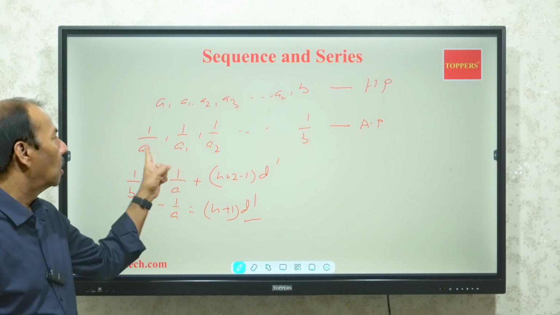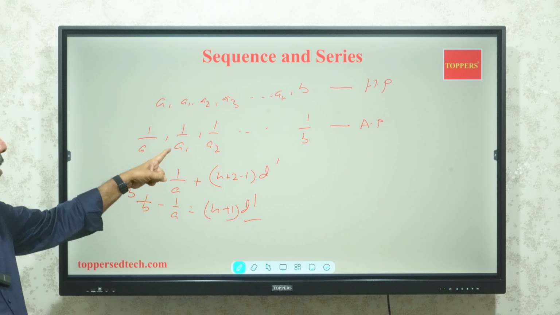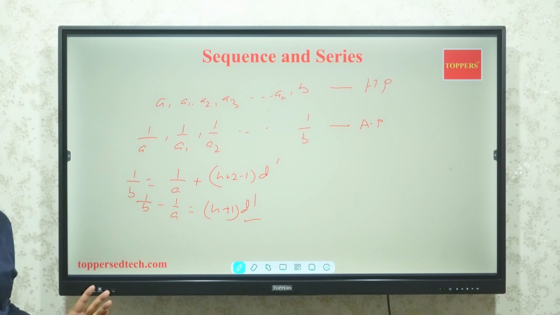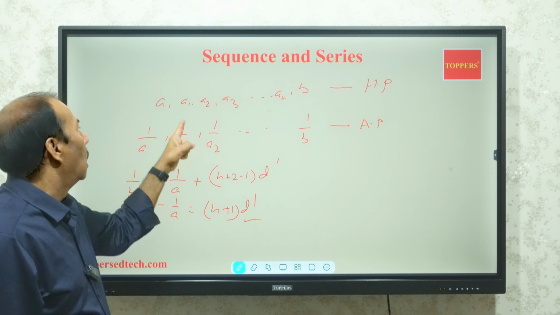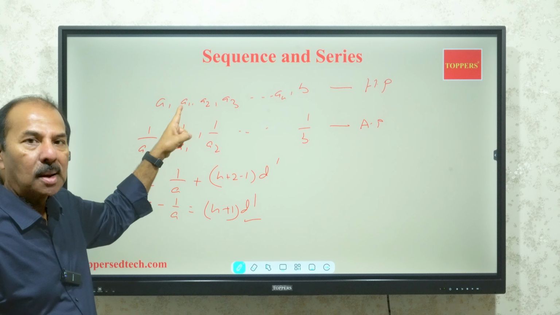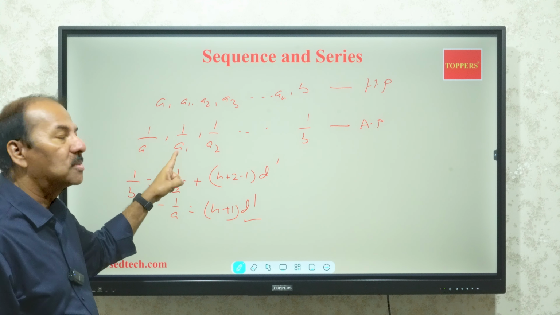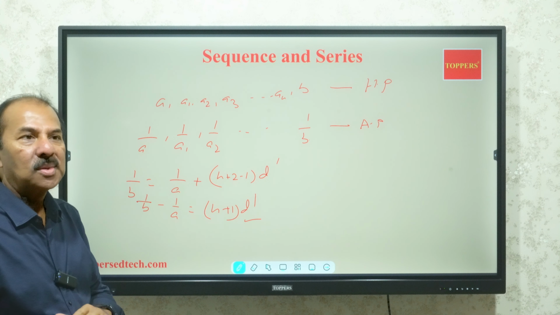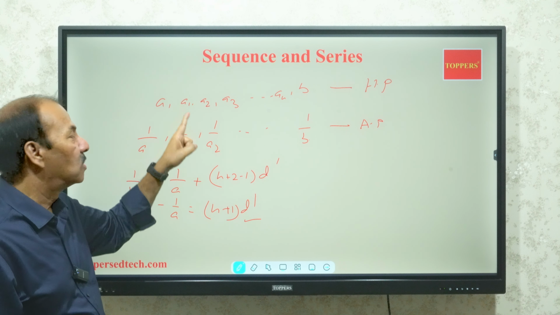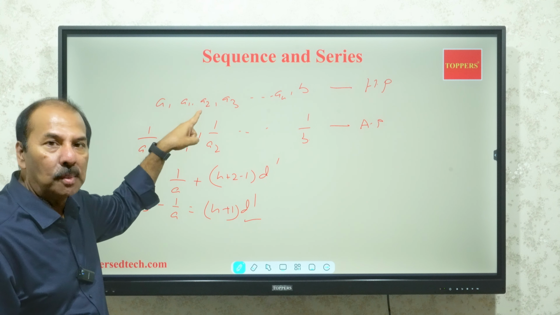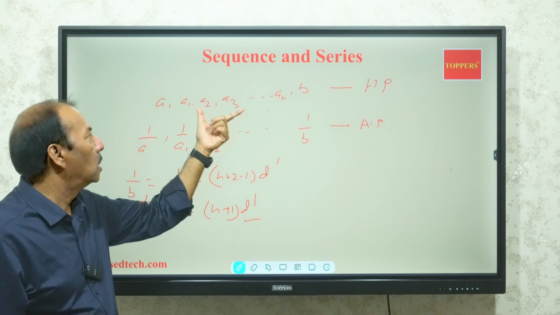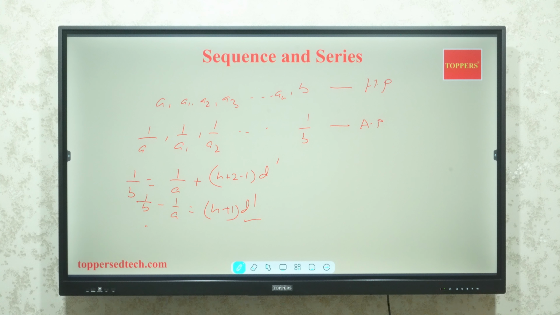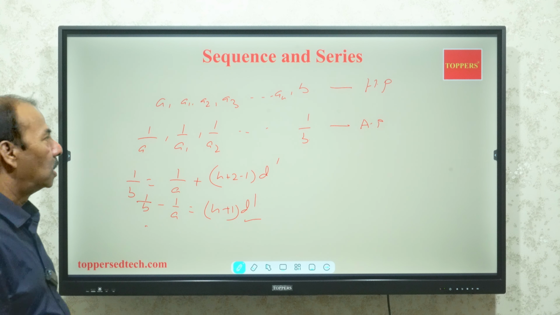Once you get this d dash of this arithmetic progression, you can again calculate the values of 1 upon a1, 1 upon a2, 1 upon a3 dot dot 1 upon an and so on. Once you get 1 upon a1, a1 is what? Harmonic mean, first harmonic mean. 1 upon a1 is first arithmetic mean. Once we get the value of 1 upon a1, just taking the reciprocal of that, we will get the value of a1. Similarly 1 upon a2 will give you the value of a2 and so on. So that way we will calculate n harmonic means between these two terms a as well as b. So this way we can calculate it.